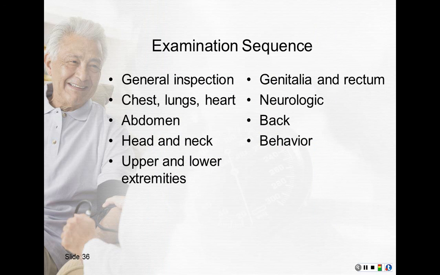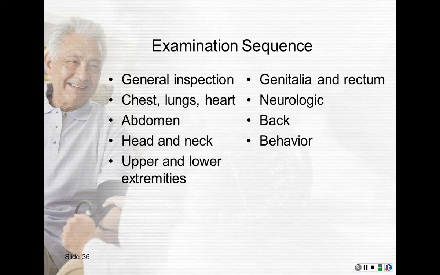The general exam sequence is to look at general inspection, and of course look at hair distribution, eyes, placement of the eyes, size of the head in relation to the body, the extremities, all of those things. Chest, lungs, and heart are next because we need quiet to listen to those. Abdomen is next. Head and neck.